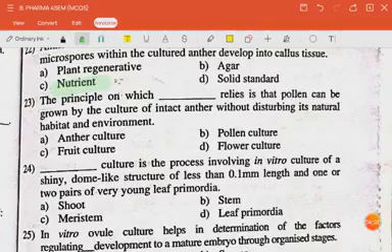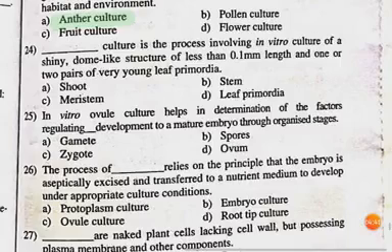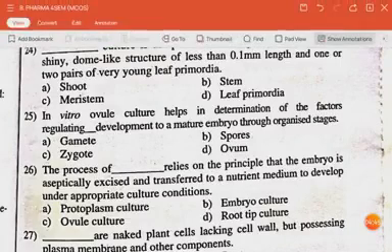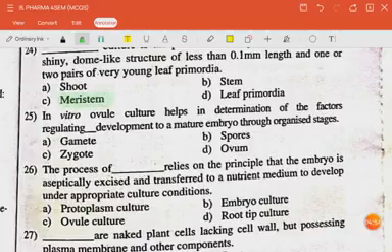Nutrient. The next question is, the principle on which Dash relies is that pollen can be grown by the culture of intact anther without disturbing its natural habitat and environment. Anther culture. The next question is, Dash culture is the process involving in vitro culture of shiny dome-like structure of less than 0.1 mm length and 1 or 2 pairs of very young leaf primordia. Meristem.